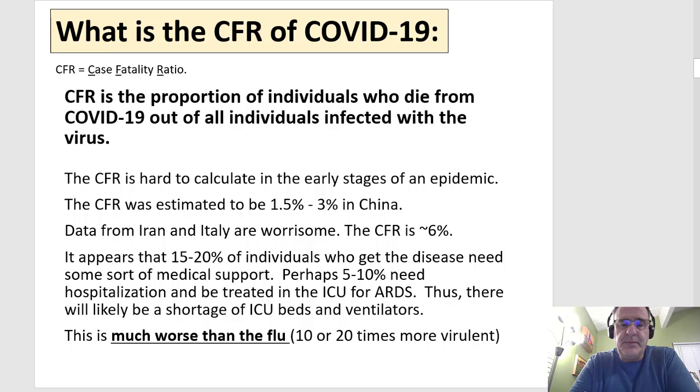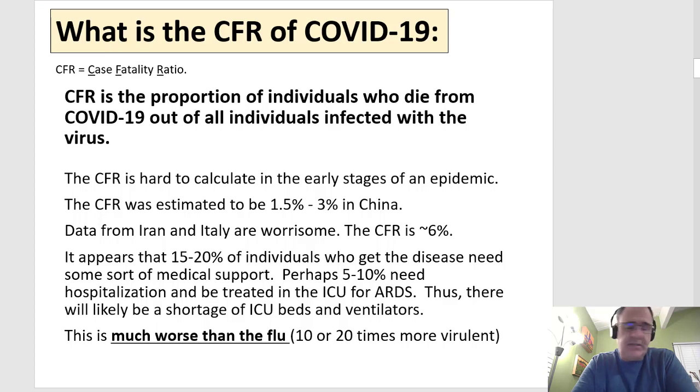From what we can tell across multiple outbreaks that we've been following, it appears that 15 to 20% of individuals who get the disease need some sort of medical support. The good news is about 80% of the people get fairly mild disease, or some might not even know they have the disease. The symptoms may be mild or missing altogether. But again, about 1/5 of the people, 1/6, need some sort of medical support, and perhaps 5 to 10% need hospitalization. Most of the patients that need hospitalization need to be treated in the intensive care unit for acute respiratory distress syndrome. So that's going to be a pneumonia where you're getting fluid building up in your lungs, and without ventilation and oxygen in an ICU, it will most likely be fatal.